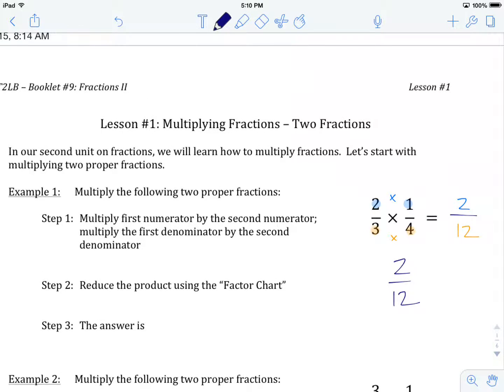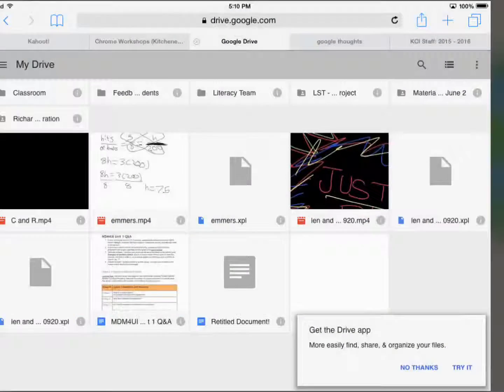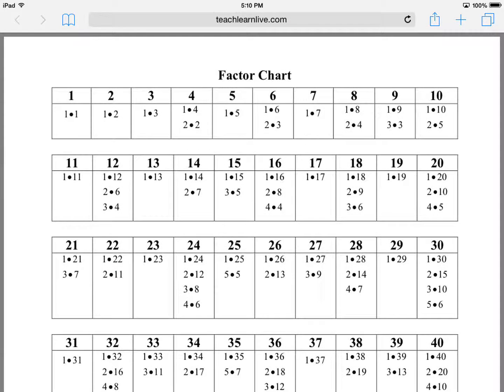Now we have to reduce this fraction to lowest terms, so we have the smallest numerator and denominator possible that's still equivalent to 2/12. The way that we do that is to go to the factor chart and see if there is a factor that is common to both our numerator and our denominator that we can divide by. So let's go over to our factor chart, and our factor chart is right here.